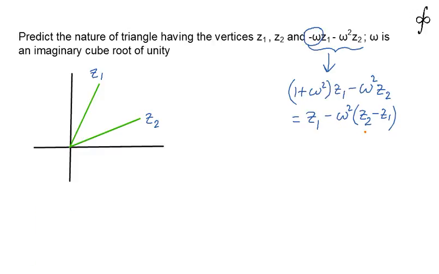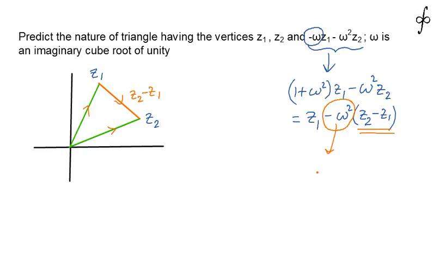This vector z2 minus z1 we can easily plot, because it is the line joining z2 and z1. This is the direction of z1, this is the direction of z2, so this must be the direction of z2 minus z1. Now minus omega square is getting multiplied with z2 minus z1.